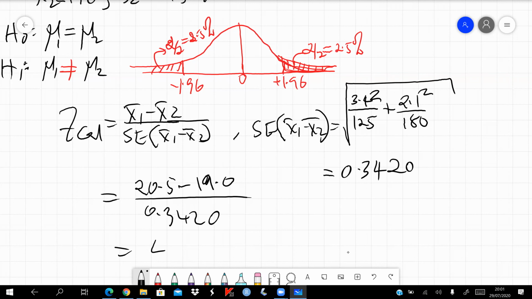That gives us around 4.386. That is Z calc, the Z coefficient.